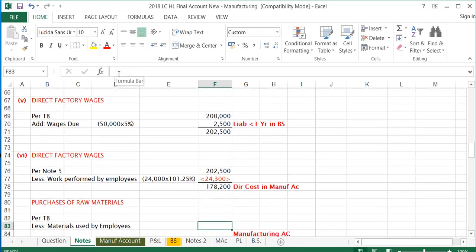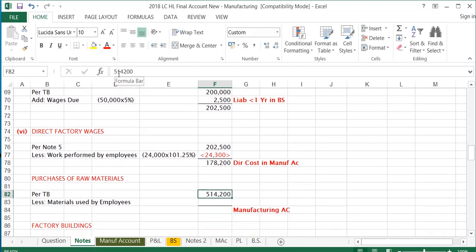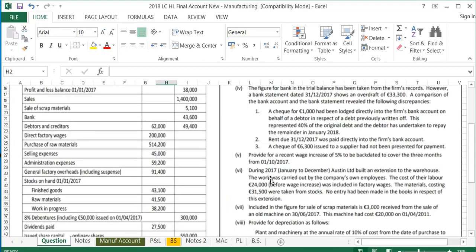Now, the purchase of raw materials. The purchase of raw materials from the trial balance are 514,200, and I have to take away the materials used by the employees, and the materials used by the employees here were 31,500.